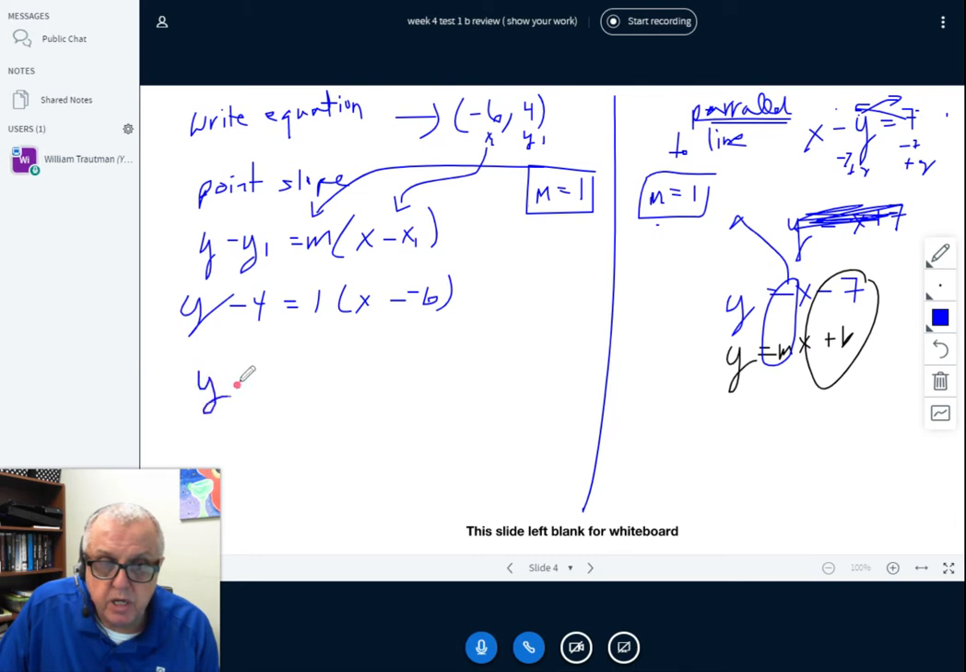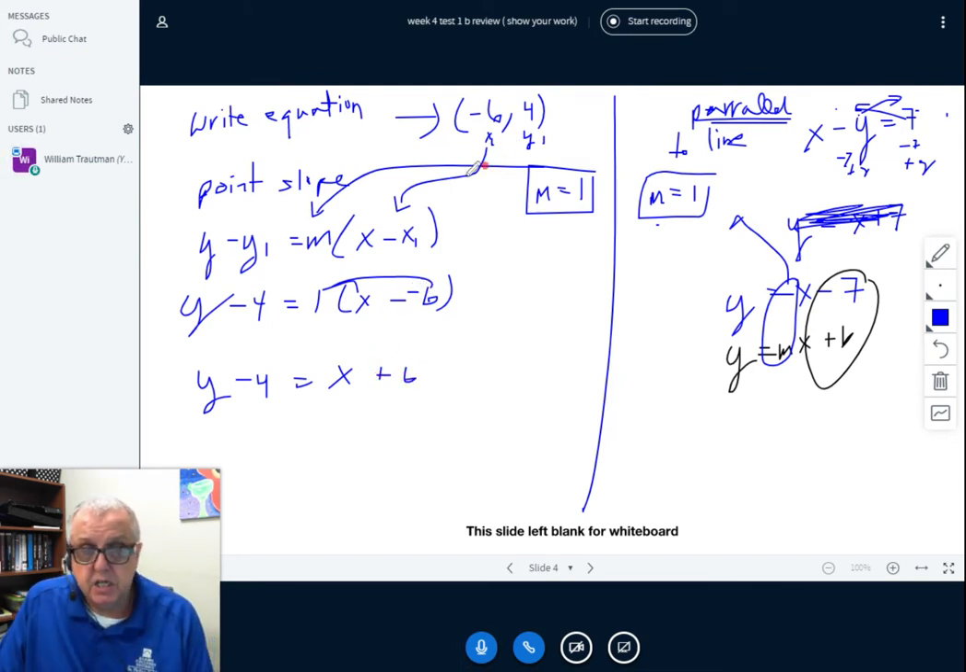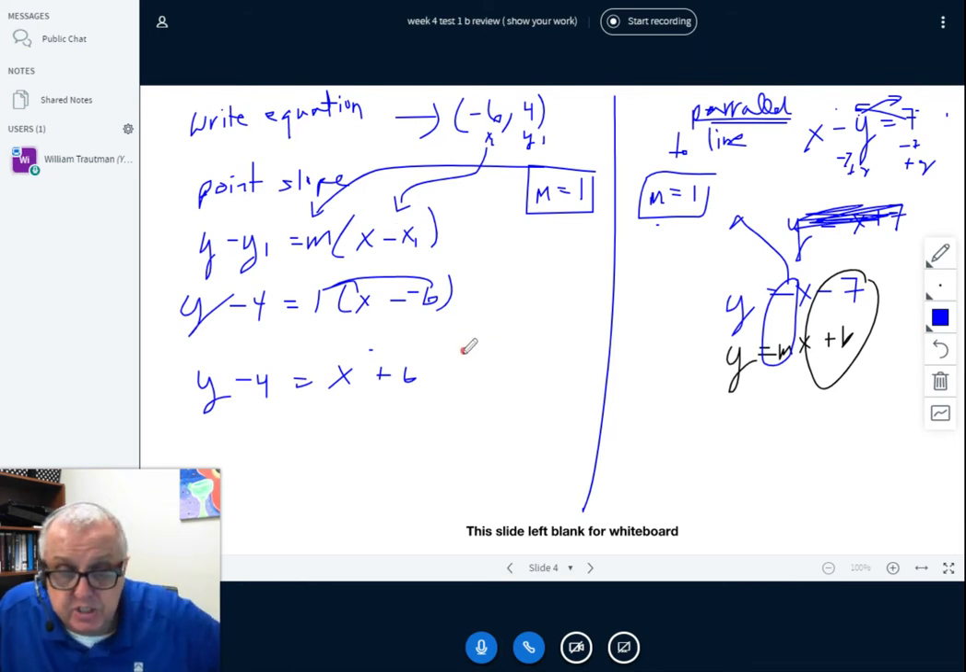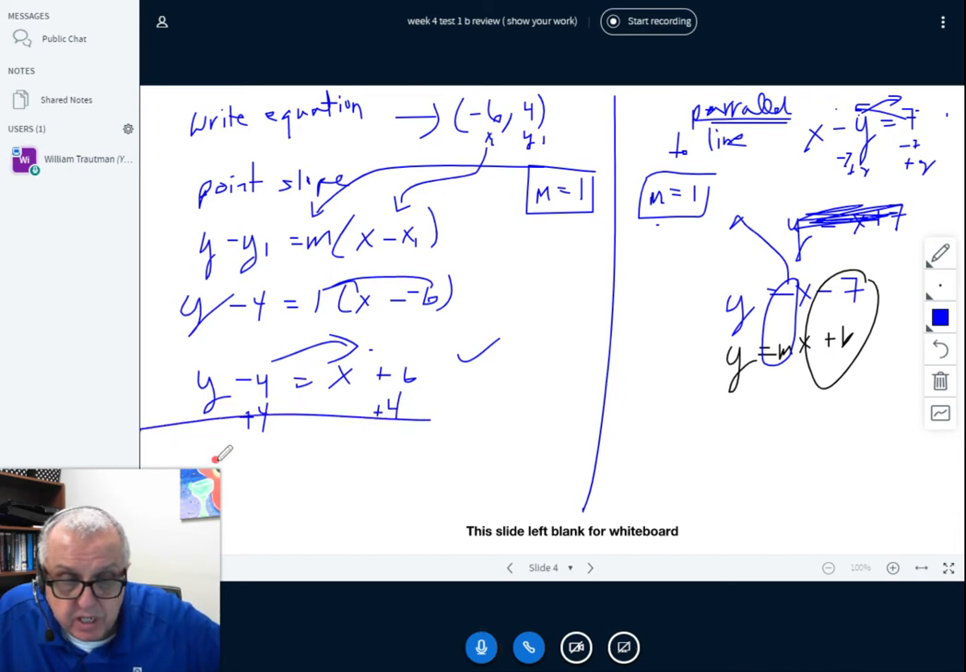So I get y minus 4 equals, if I distribute the 1, 1 times x is x, and 1 times minus minus is a plus, 1 times 6 is 6. There's my answer. It just depends on what form it wants. If I keep it in slope-intercept form, I just add 4, and I get y equals x plus 10.